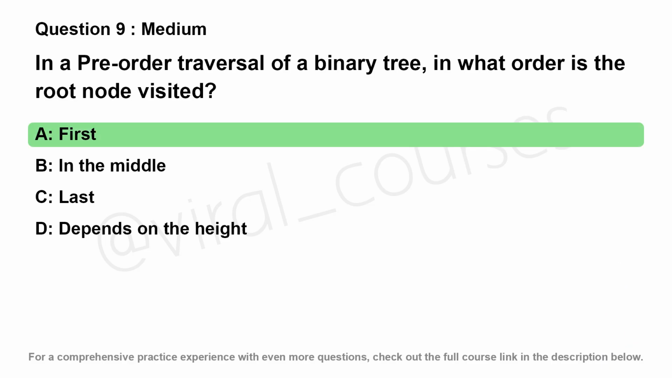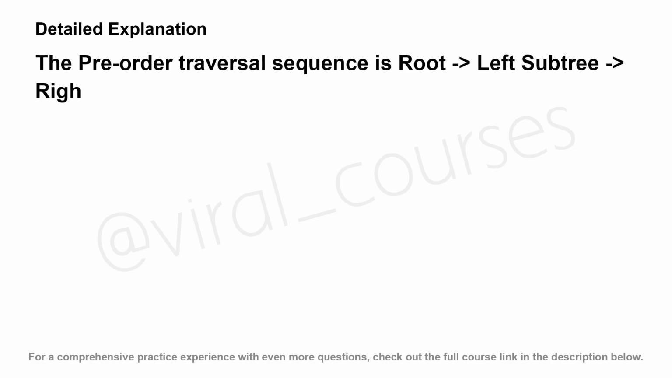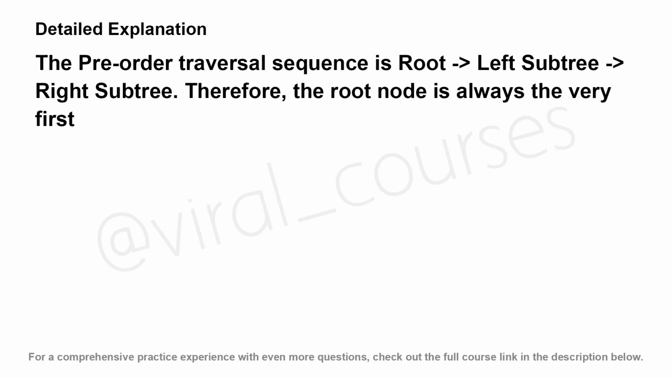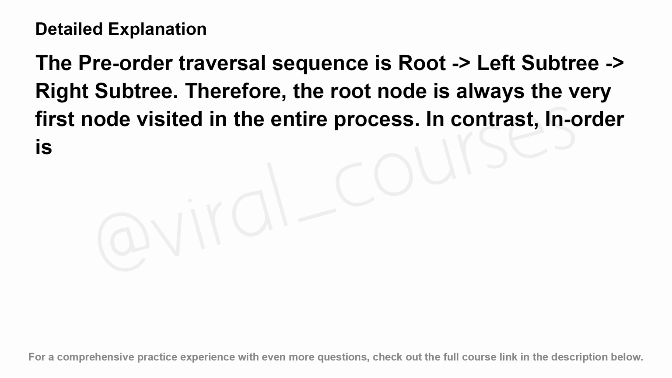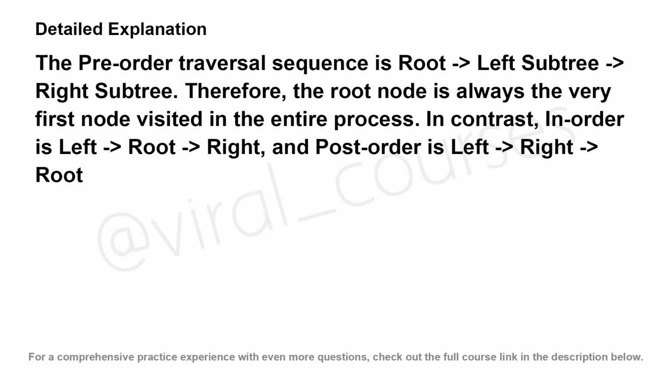The correct answer is A. The preorder traversal sequence is root, then left subtree, then right subtree. Therefore, the root node is always the very first node visited in the entire process. In contrast, inorder is left, root, right, and postorder is left, right, root.